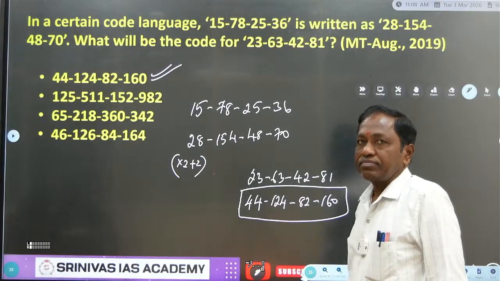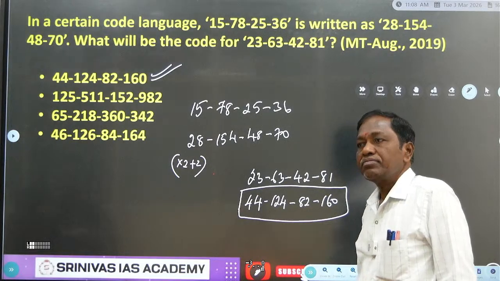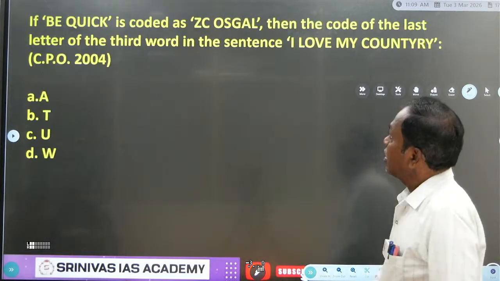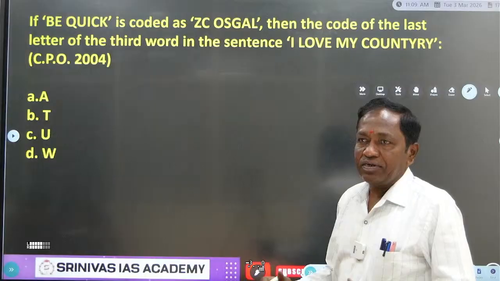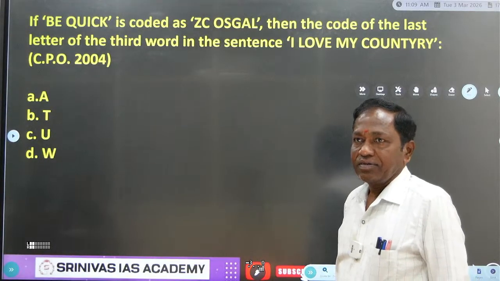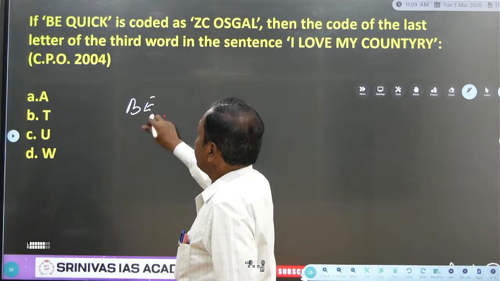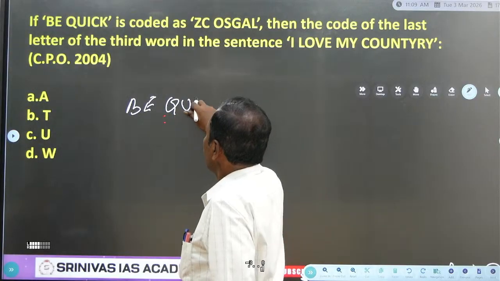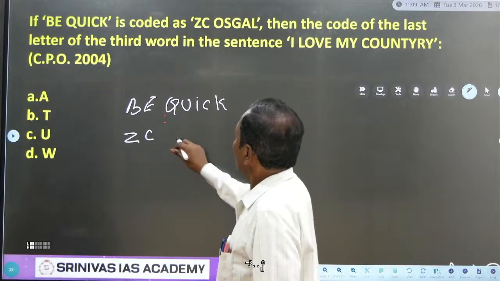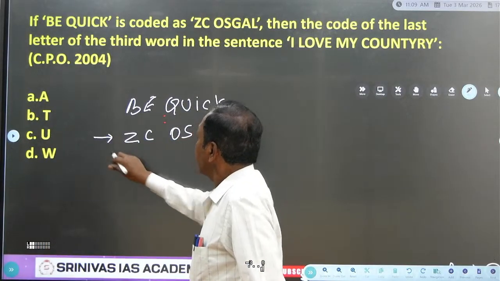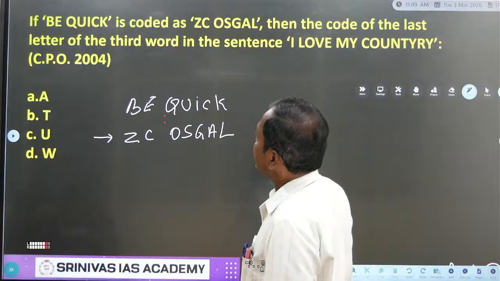Option A. Now I have chosen number of concepts. Be quick. Be quick is coded as ZC, OS, GAL. Then code for the last letter of the third word in the center.